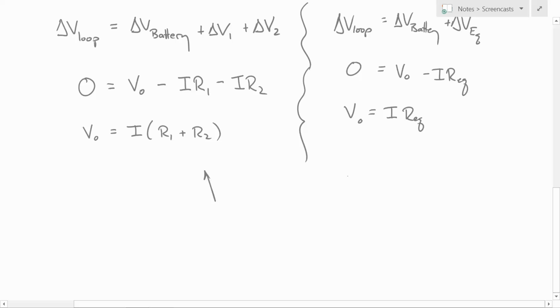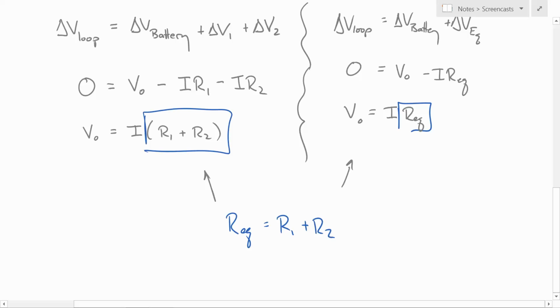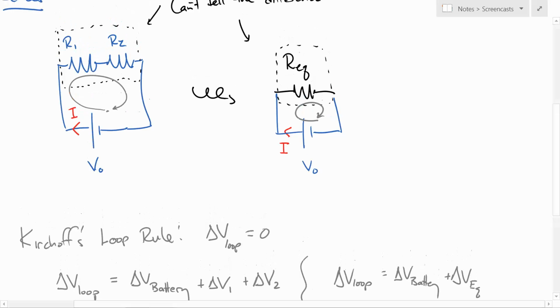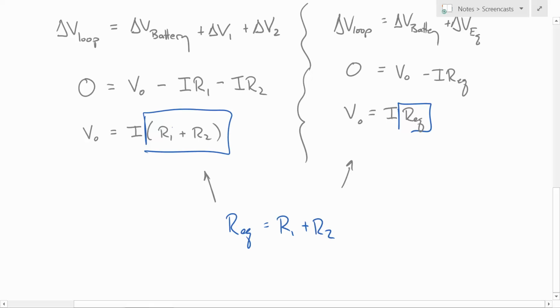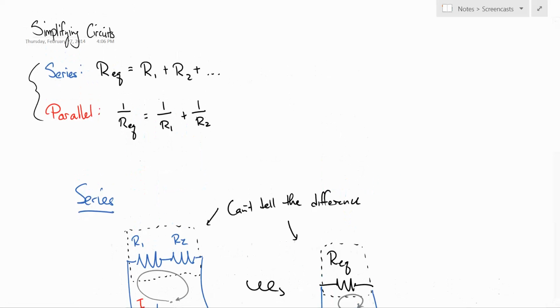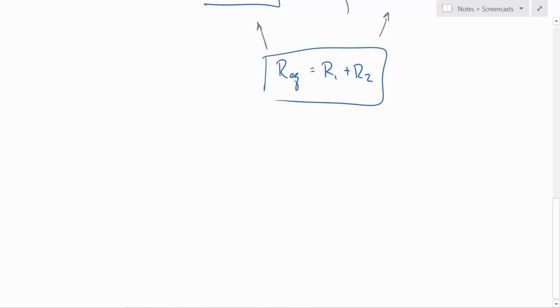Looking at these two equations, same V0, same I, which means these must be equal. R equivalent must be R1 plus R2. And you can see if I had an R3 and an R4, all of them in series, I would just keep adding them all up. So that is our first claim. Justified. Bam. Series circuit done.